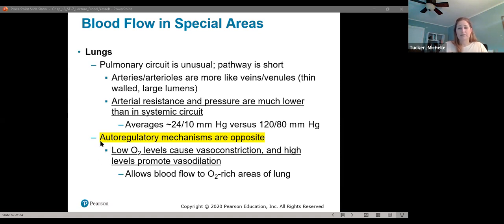Autoregulation is opposite as well. Low oxygen levels cause vasoconstriction. Normally, we only run blood for air exchange through the bottom section of our lungs. When we vasoconstrict, we push blood up into all of that lung volume, and it oxygenates it better. So in the lungs, low oxygen levels cause vasoconstriction so that we can better perfuse the lung tissue and get oxygen levels up. Okay, so everything's backwards in the lungs, or opposite.